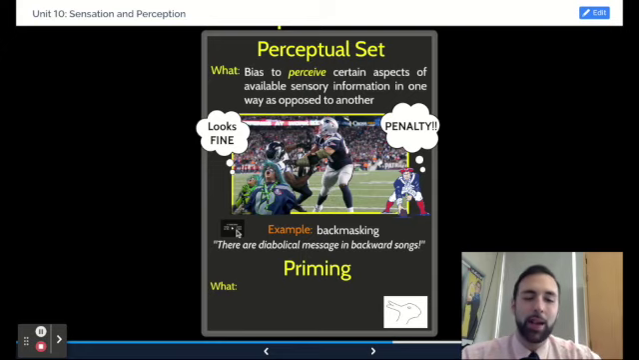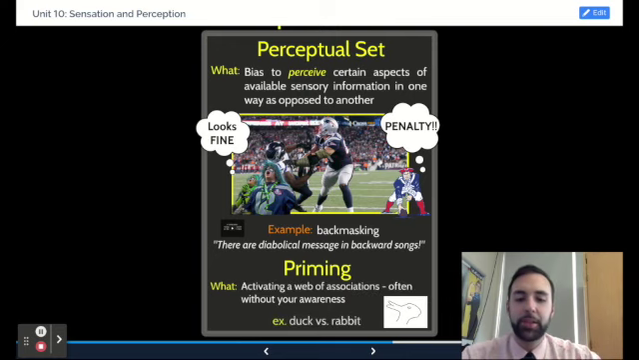What I'm going to do is have you close your eyes and listen to this song. Chances are you're not going to notice anything. Then I want you to open your eyes and play it again and read the supposed lyrics. You might be surprised about how you went from hearing absolutely nothing at all to actually hearing something. That's a byproduct of perceptual set. Once I made you biased towards hearing these diabolical messages, you're actually way more likely to perceive them. Sometimes this can relate to priming.